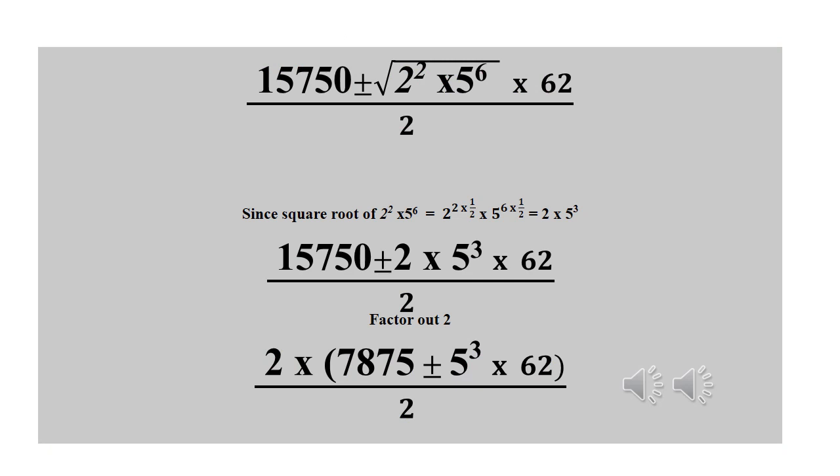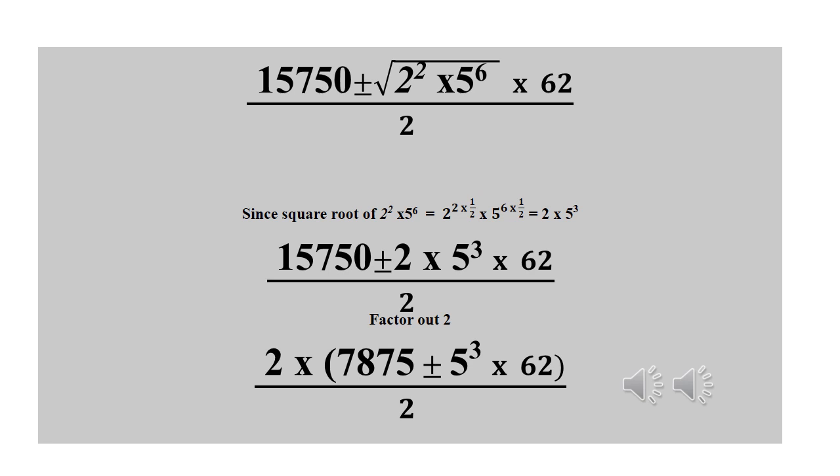It follows that 15,750 plus or minus square root of 2 squared times 5 raised to the power 6 times 62 all over 2. Since the square root of 2 raised to the power 2 times 5 raised to the power 6 equals 2 times 5 raised to the power 3, that is, the square root will cancel the square on 2, so we have 2 left, and the square root will cancel out, we divide 2 from 6, the power 6, then to remain power 3. So that is why the square root of 2 raised to the power 2 times 5 raised to the power 6 will give us 2 times 5 raised to the power 3.